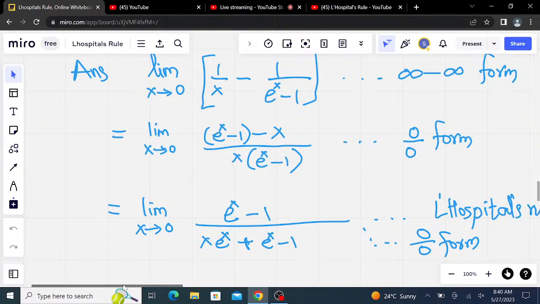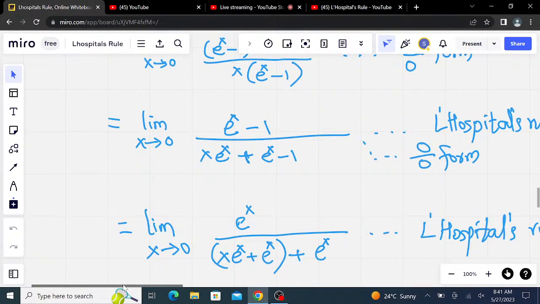In the denominator we applied product rule. x as it is. Derivative of the bracket is e raised to x. Plus bracket as it is, derivative of x is 1. Now which form we have reached to? If I put x equal to 0, e raised to 0 is 1. So again I observe there is 0 in the numerator, at the same time 0 in the denominator. So it's a 0 by 0 form. Let us once again apply L'Hopital's rule.